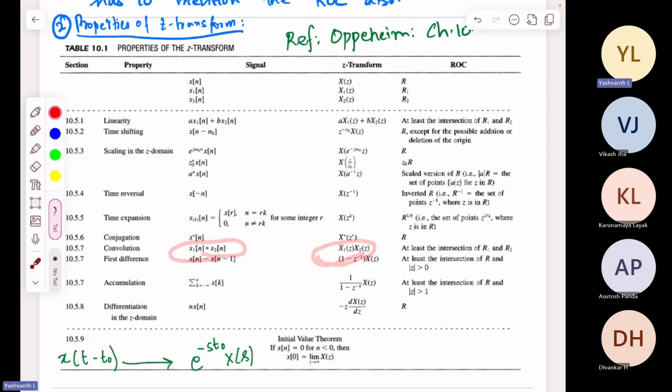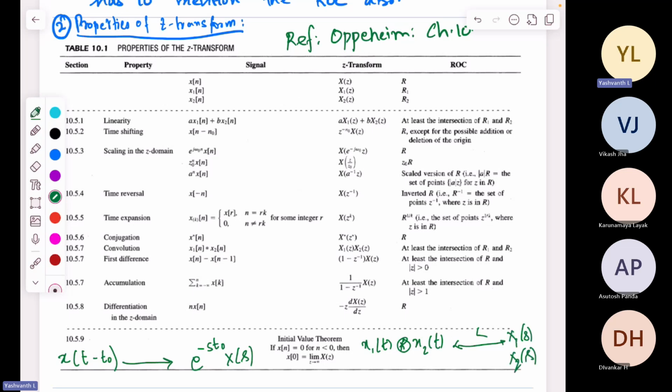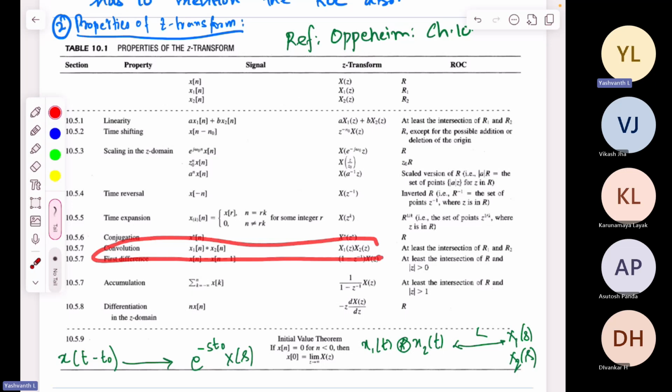In Laplace transform, we also had the same relation. x1 of t convolved with x2 of t will have the Laplace transform X1 of s times X2 of s. This is the same as that, except that this is for a discrete time signal, and you have the z transform instead of the Laplace transform. But the structure of the formula remains the same.